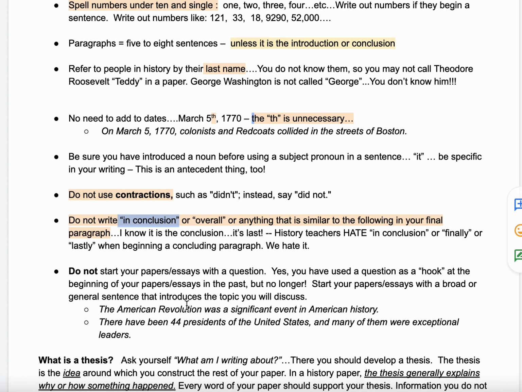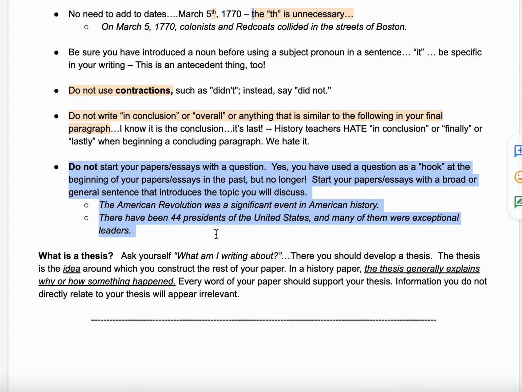I can tell. Finally, do not start your essays with a question. I asked you the question. Just give me a paper or an essay that gives me an introductory sentence that's broad. So these are really broad sentences. The American Revolution was a significant event in American history. That's a great sentence. You can actually use that if you really want.